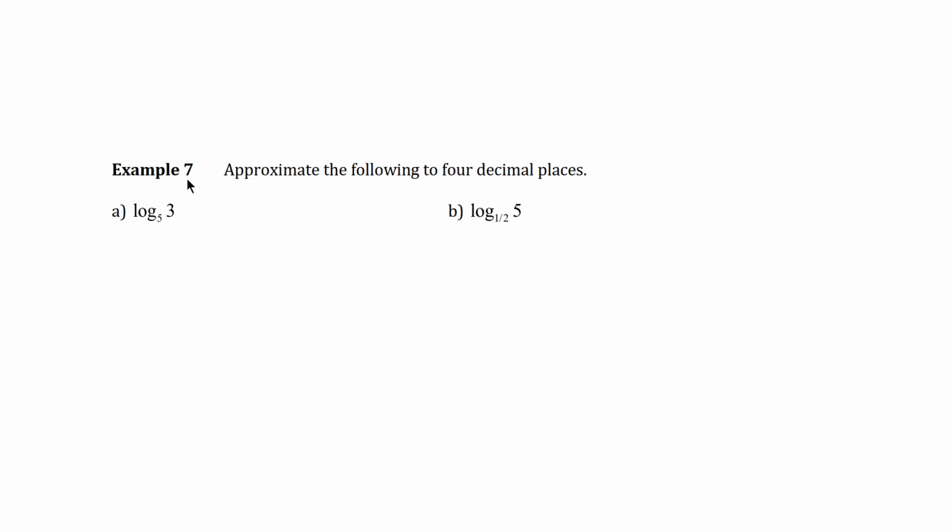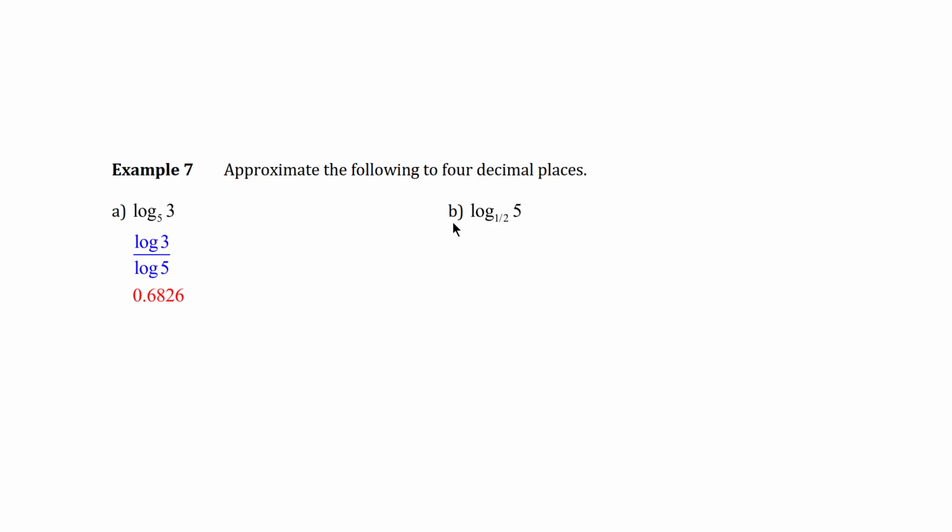In example number 7, approximate the following to 4 decimal places. For part A, we have log base 5 of 3. For this problem, we're going to use the change of base formula, so we get log of 3 divided by log of 5. Next, I just put this into a calculator, and I rounded the value to 4 decimal places. My final answer is 0.6826.